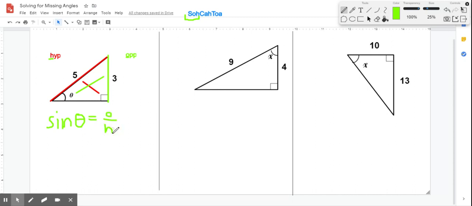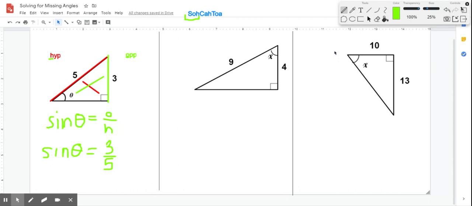So let's do that for this problem. The sine of theta is equal to the O, which is 3, over the H, which is 5. Now this looks similar to what we did in the first week of learning about trig ratios, and that's because it is. So what we're going to do here is we are going to now take the inverse of sine.